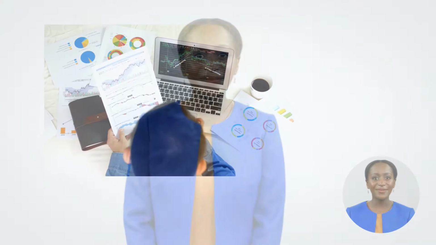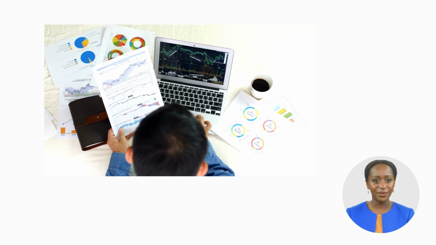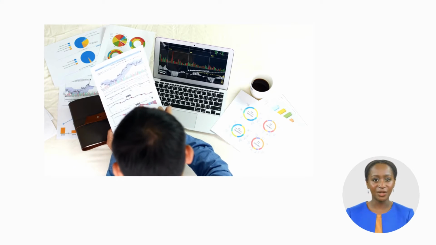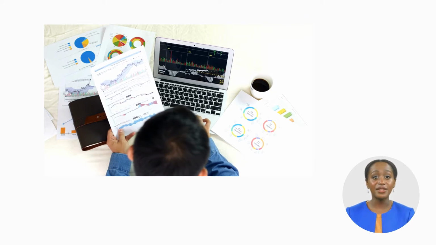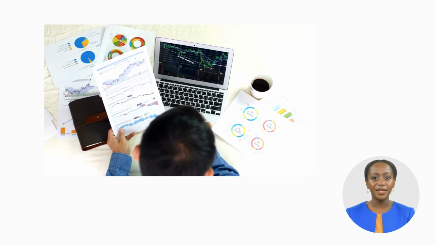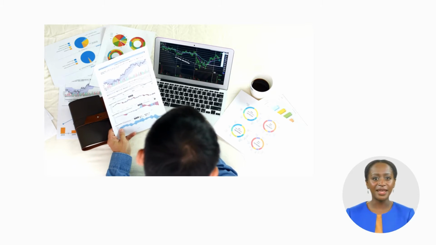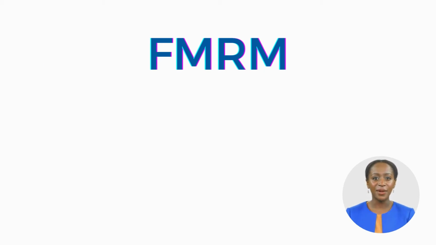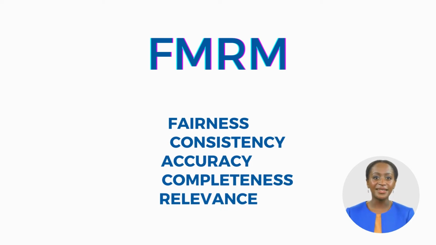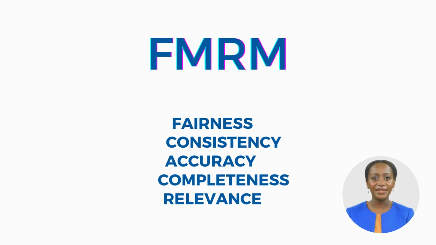Let's take a look at FAIR model risk management. FAIR model risk management, FMRM, is a structured methodology for assessing and managing the risks associated with models used in various disciplines, including data science and machine learning. FMRM evaluates model-related risks by considering criteria like fairness, consistency, accuracy, completeness, and relevance.